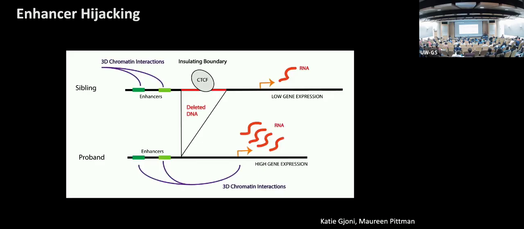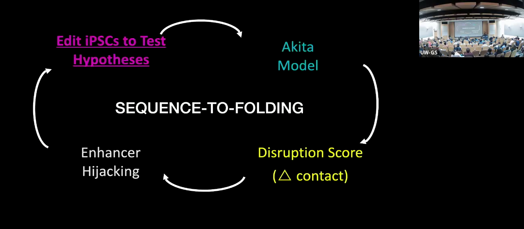And you can imagine the opposite, and we saw evidence for the opposite as well, where chromatin interactions get disrupted by a variant. So they can both create a new interaction and destroy one that should be there. Now, this is a testable hypothesis. We can go into human cells, induced pluripotent stem cells, to test this hypothesis.